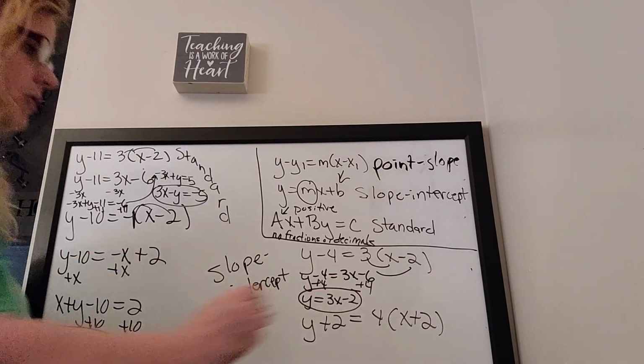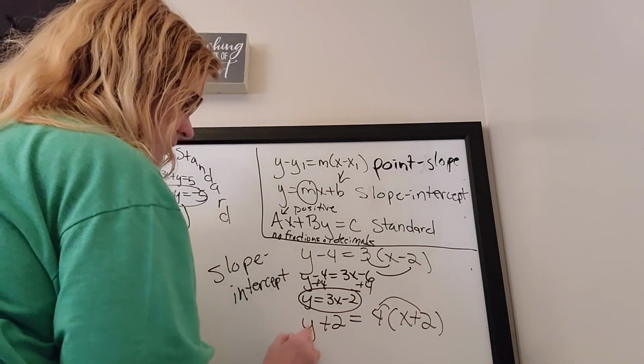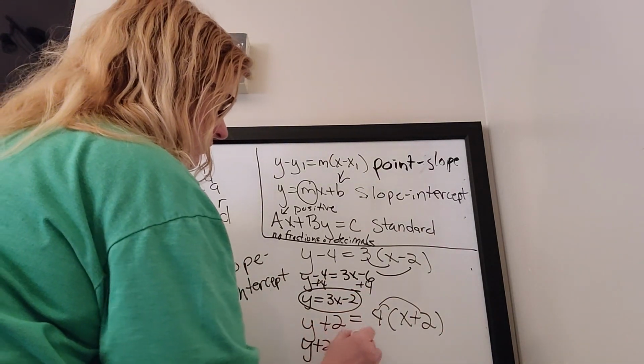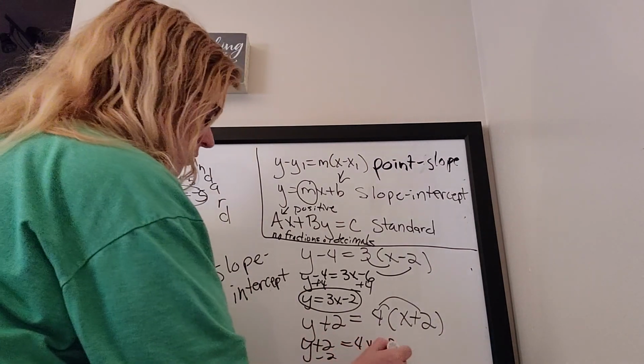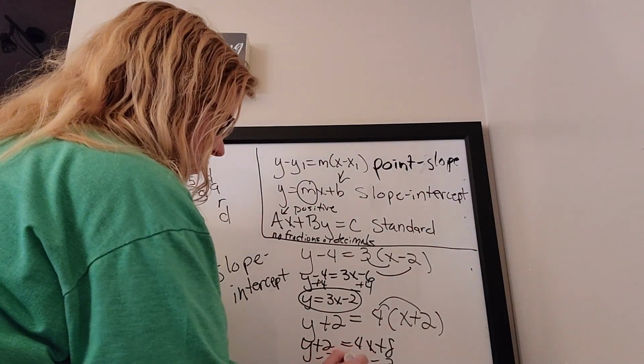Okay, same thing here. Distributive first. Y plus 2 equals 4x plus 8. Y needs to be by itself. Subtract 2. Y equals 4x plus 6.